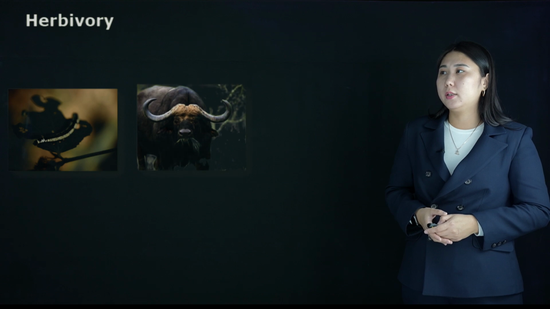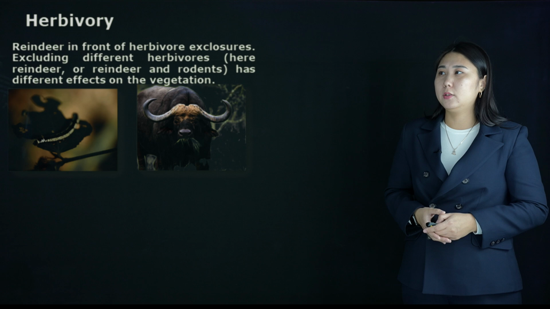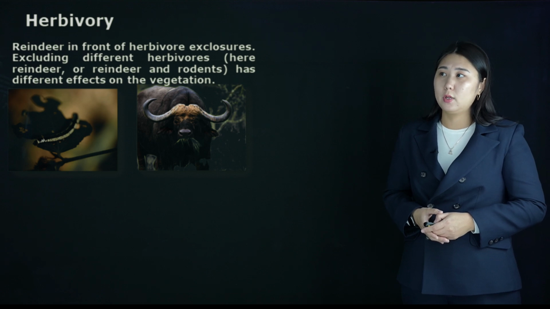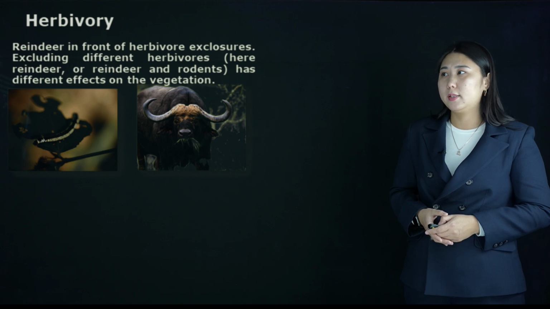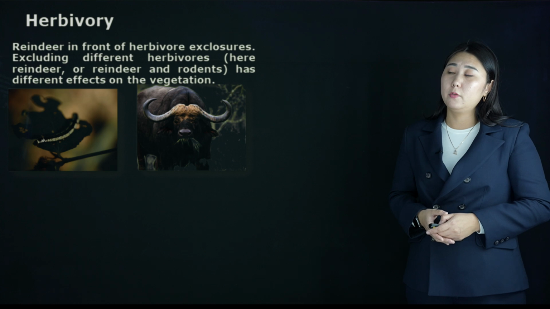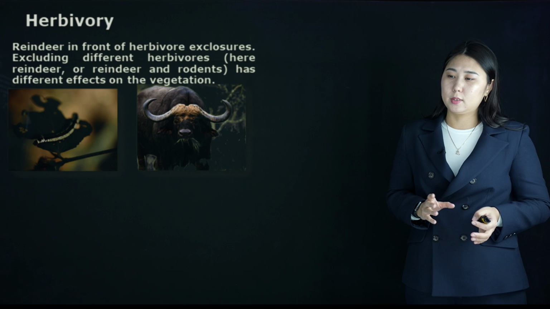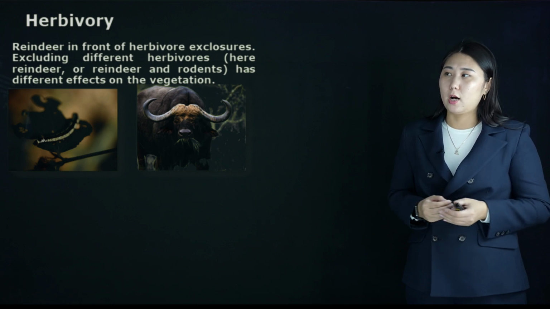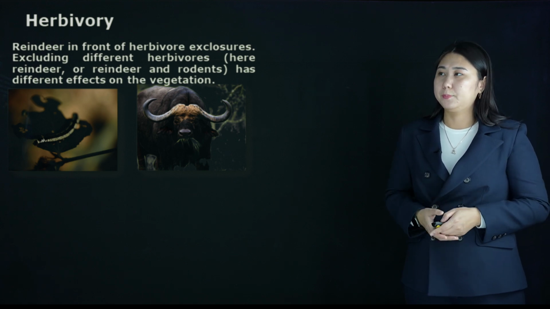The next biological interaction is herbivory. Excluding different herbivores, such as reindeer or rodents, has different effects on the vegetation. In this picture, you can see that herbivory occurs between plants and other animals. They can influence each other.